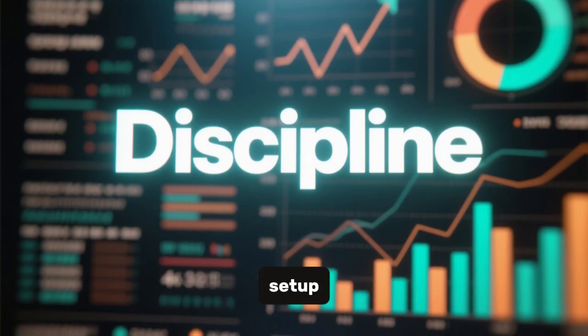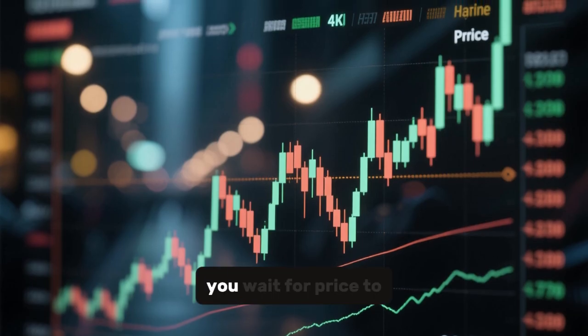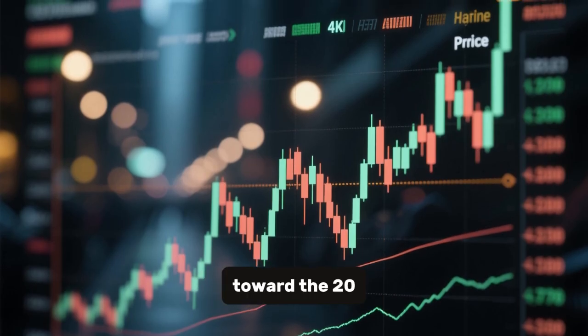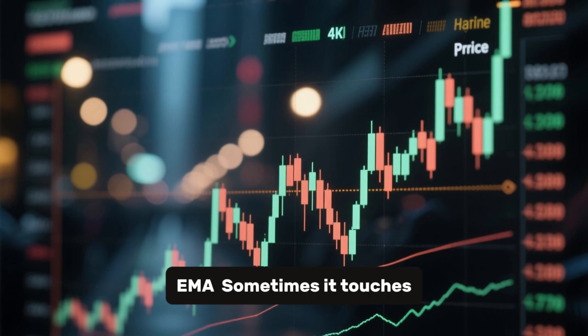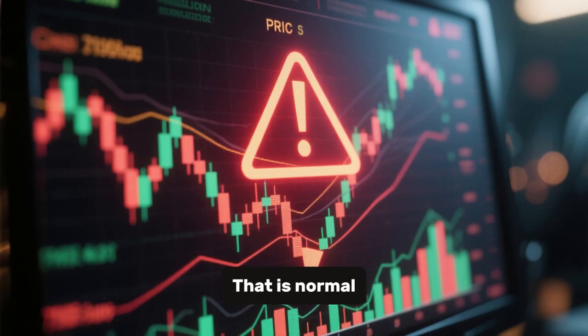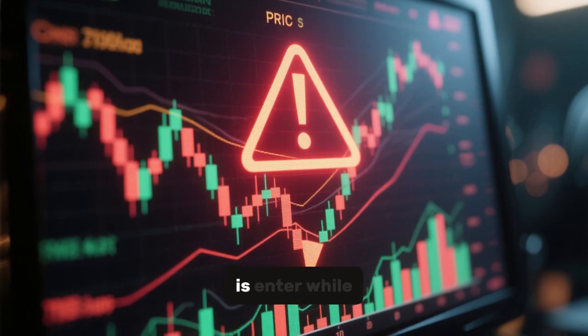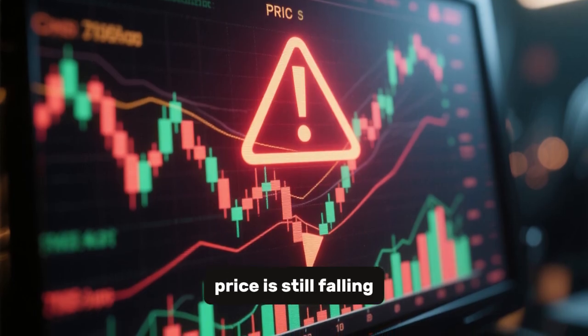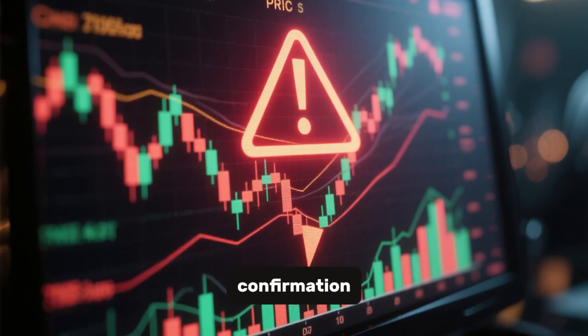Now let's talk about the setup. In an uptrend, you wait for price to pull back toward the 20 EMA. Sometimes it touches the 20 EMA. Sometimes it goes slightly below it. That is normal. What you do not do is enter while price is still falling. Your entry comes only after confirmation.